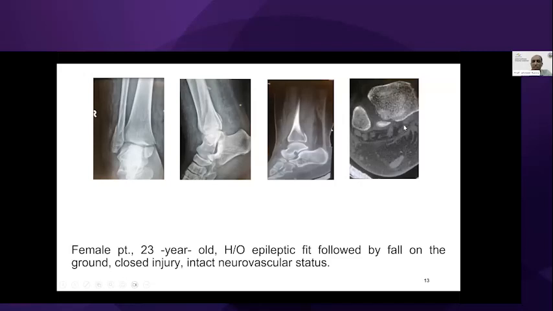In the first case, as we can see here, there is a small posterolateral fragment, and it does not cross through the incisura.